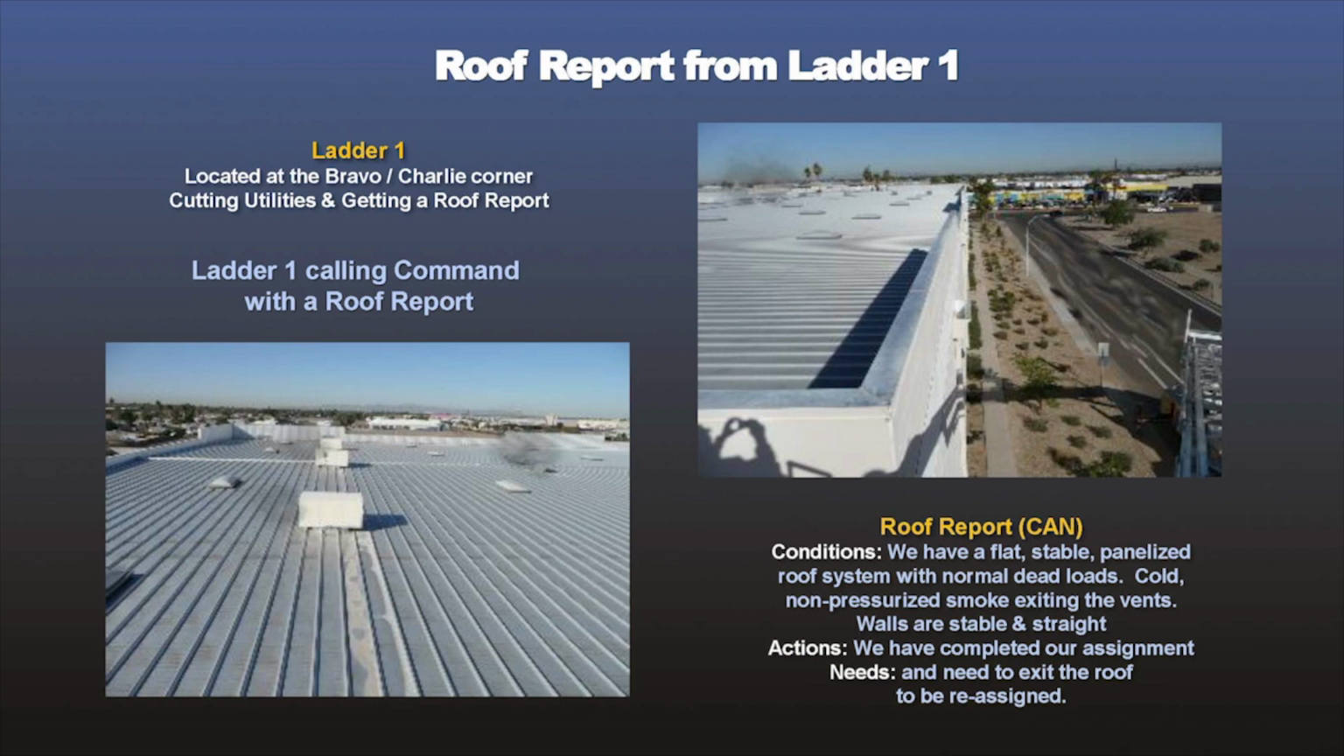Ladder 1 calling command with a roof report. Ladder 1, go ahead with your roof report. Ladder 1 to command, we have a flat, stable, panelized roof system with normal dead loads. We have cold, non-pressurized smoke exiting from the vents. Walls are stable and straight. We've completed our assignment, need to exit the roof to be reassigned. Command received, Ladder 1. You've got a flat, stable, panelized roof system, normal dead loads, cold, non-pressurized smoke exiting the vents, and walls are stable and straight. Go ahead and exit the roof. Go on deck in Charlie.